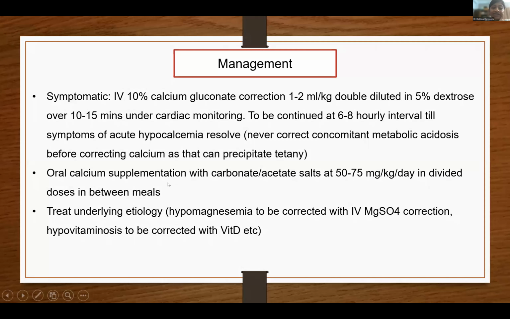When you do oral calcium supplementation, there are a number of salts available like calcium carbonate, acetate. You can give at 50 to 75 mg per kg per day in divided doses. Always avoid giving any antacid with carbonate because the bioavailability will decrease. And obviously the underlying etiology will have to be treated. For example, if there is hypomagnesemia, treat with magnesium. If you have hypovitaminosis D, then it has to be corrected with vitamin D.